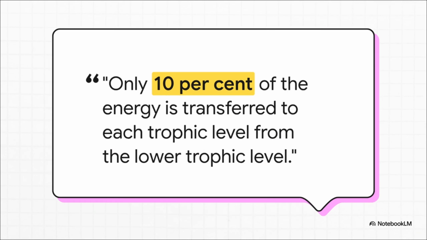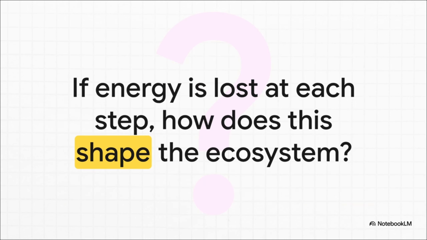Now, here is the absolute game changer, the most crucial point. Energy transfer between these levels is incredibly inefficient. It's governed by what we call the 10% rule. Basically, when an herbivore eats a plant, it only gets about 10% of that plant's stored energy. The other 90% is just lost, mostly as heat. And this rule applies every single time energy moves up a level. So if you're losing 90% of your energy at every single step, how does that constant energy drain actually shape the entire structure of life?